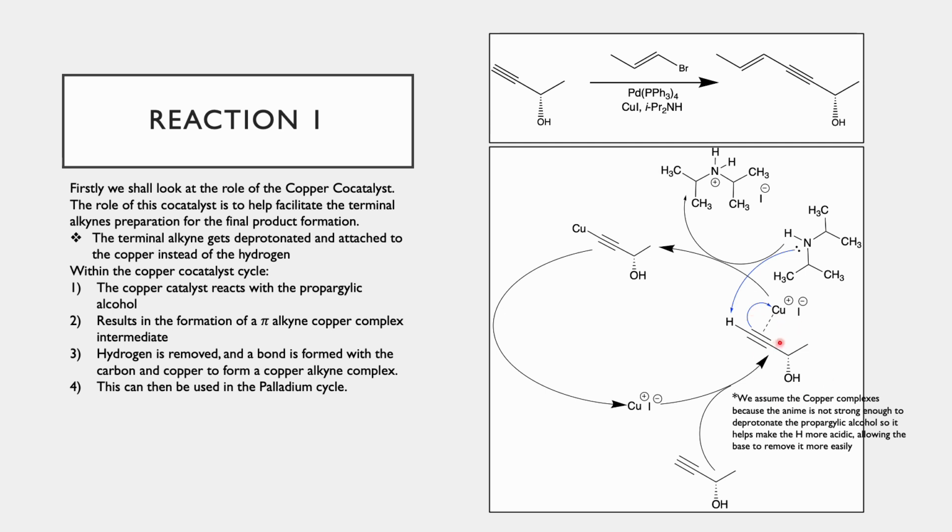Now, why does this form? Well, we assume that the amine is a base, and its sole purpose is to pull off this hydrogen proton from this complex. However, it is not a strong enough base, so DIPA is not a strong enough base. Therefore, the copper complexes with the alkyne in order to make the hydrogen more acidic, which allows the nitrogen with its lone pairs to remove this hydrogen. After this, the electrons help form a bond between the carbon and the copper, which we can see here. This can then be used in the palladium catalyst, which I will talk to you about in the following slides.